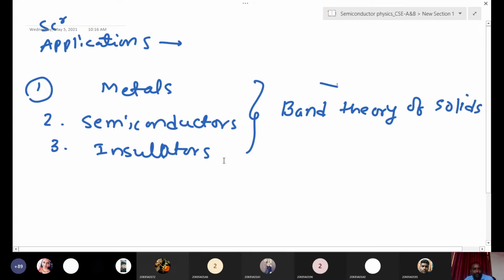Materials are divided or classified into three categories. One is metal, second is semiconductor, and third one is insulator. What is meant by metal? Metal means the distance between the bands will be less and they are strong.